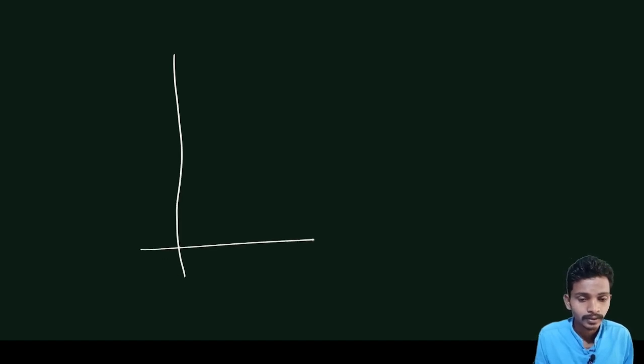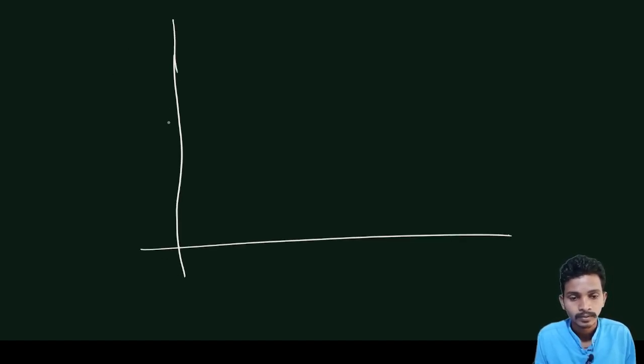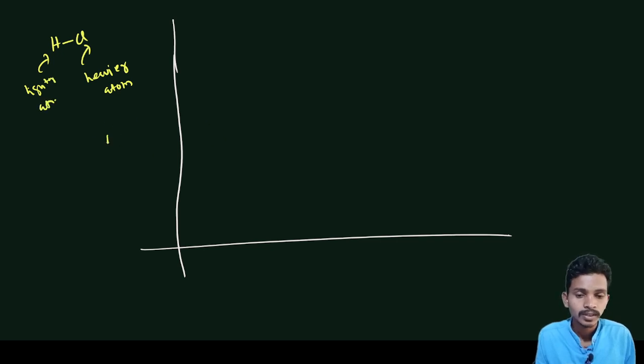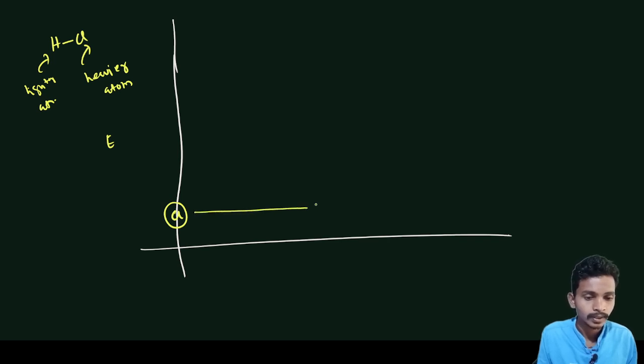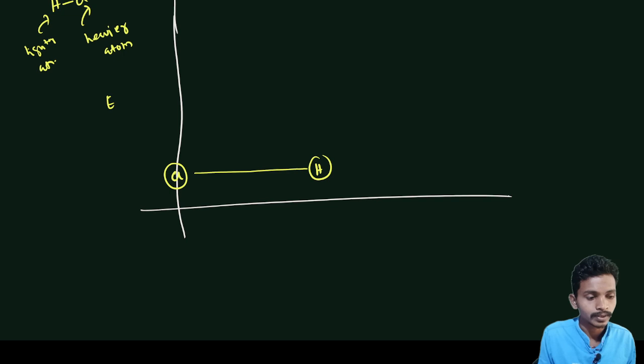So if you do a plot here, let's talk about HCl. Here we see that Cl is the heavier atom and this is the lighter atom. So if you say here is the energy, and here Cl is there and here H is there. So what about the bond length? You can discuss that first.